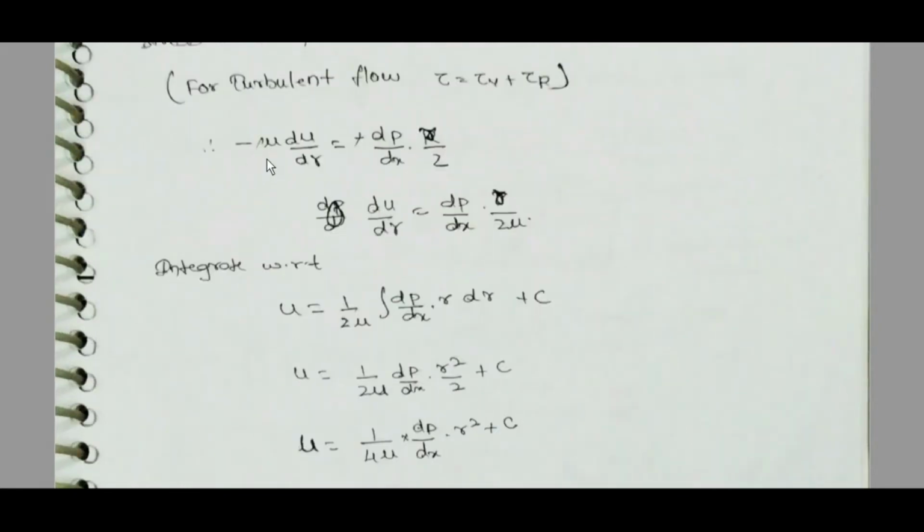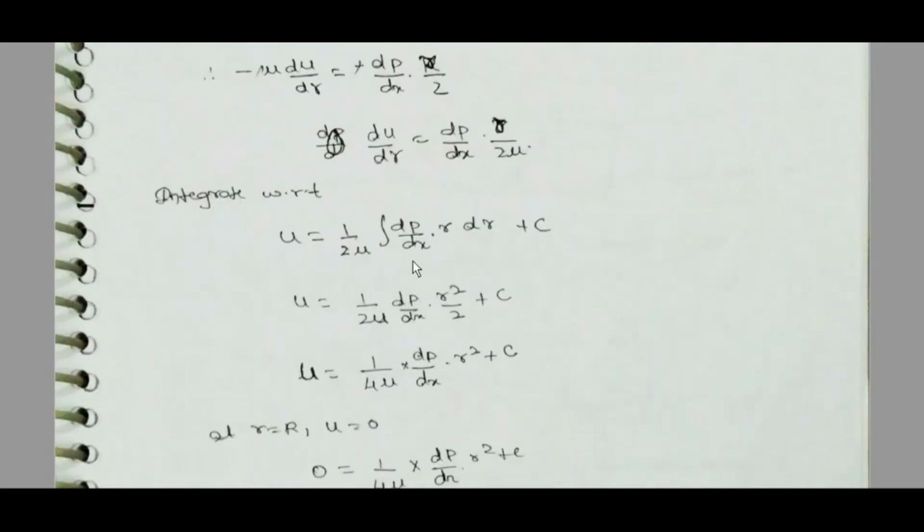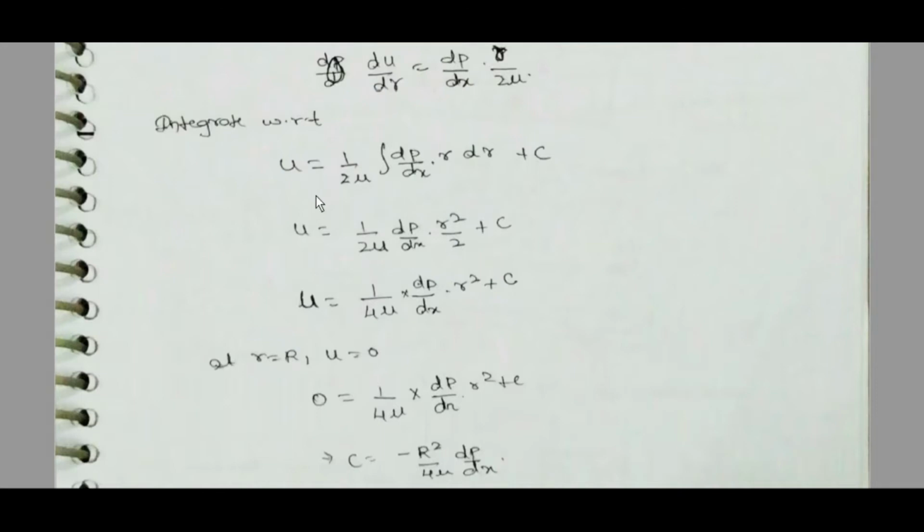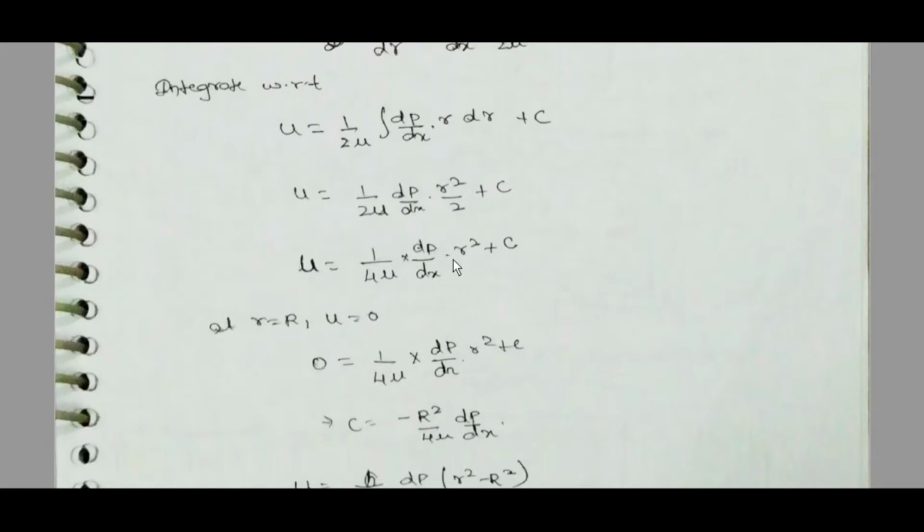Okay, for laminar flow, minus mu du/dr is equal to minus dp/dx into r by 2. du/dr is equal to dp/dx into r by 2 mu. Integrate with respect to r: u is equal to 1 by 2 mu integral of dp/dx into r dr plus c. r dr integrates to r square by 2. Finally, u is equal to 1 by 4 mu dp/dx into r square plus c. At r is equal to capital R, u is equal to 0. From that, constant c is minus R square by 4 mu dp/dx.